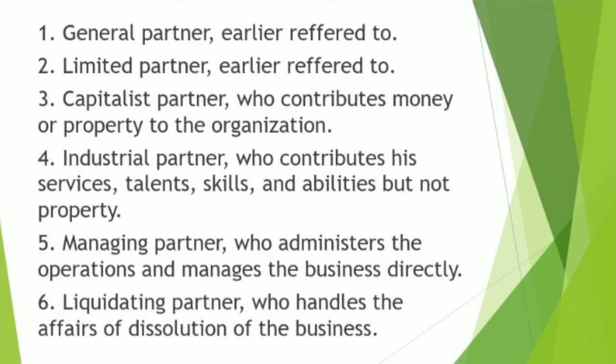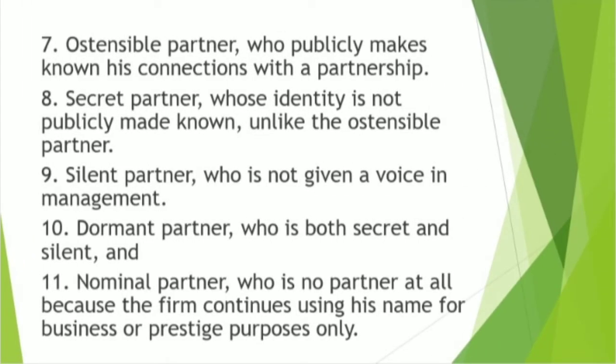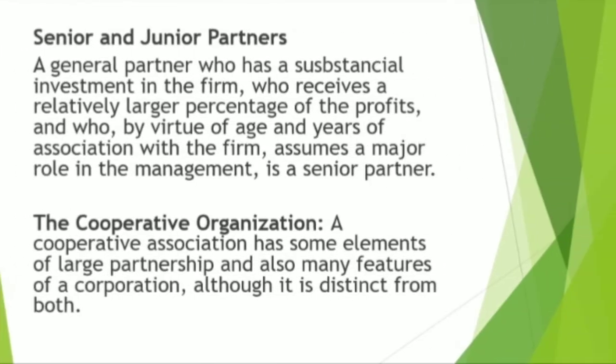6. Liquidating partner, who handles the affairs or resolution of the business. 7. Ostensible partner, who publicly makes known his connections with a partnership. 8. Secret partner, whose identity is not publicly made known, unlike the ostensible partner. 9. Silent partner, who is not given a voice in management. 10. Dormant partner, who is both secret and silent. And 11. Nominal partner, who is no partner at all because the firm continues using his name for business or prestige purposes only. Senior and junior partners.